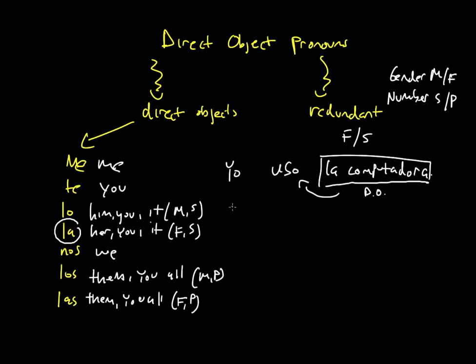And so now the sentence becomes: yo uso, and now we're going to include the direct object pronoun la, and we are going to put it right here before the conjugated verb. Okay, so this sentence says yo uso la computadora, I use the computer, and now it says yo la uso, I use it.